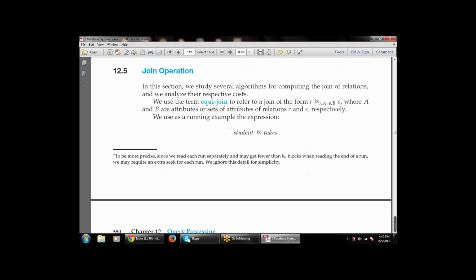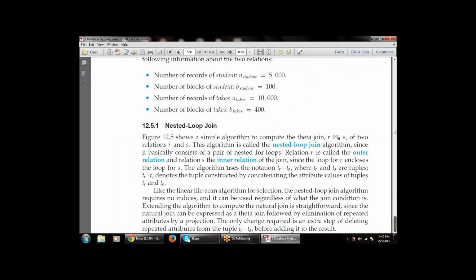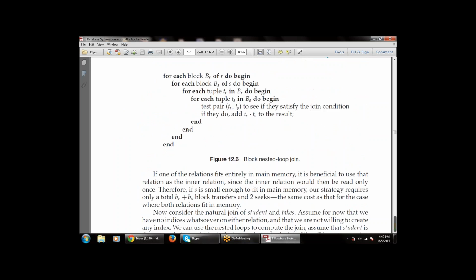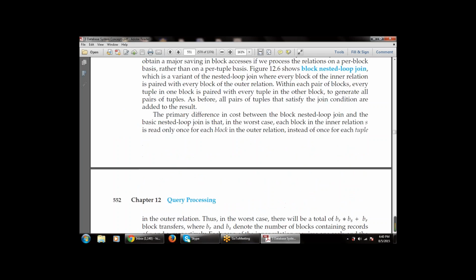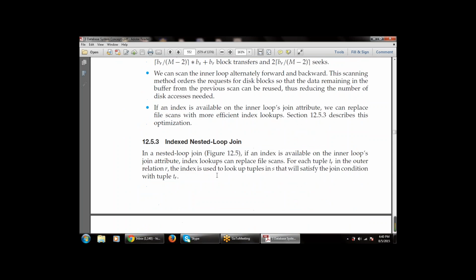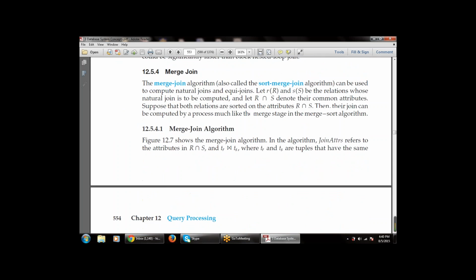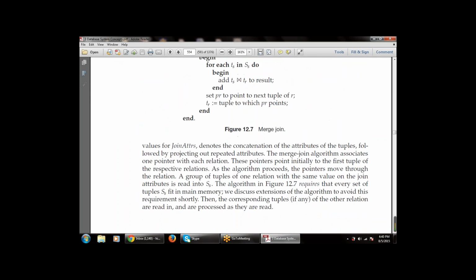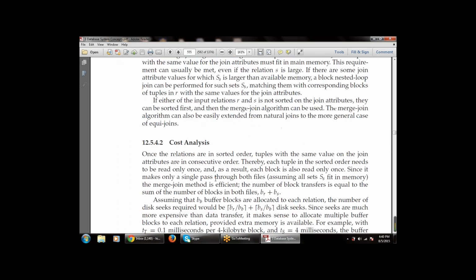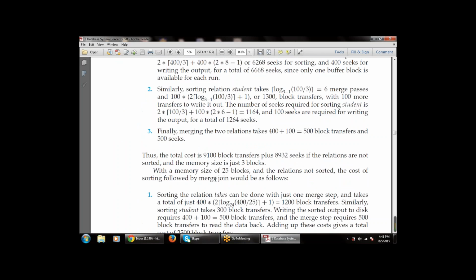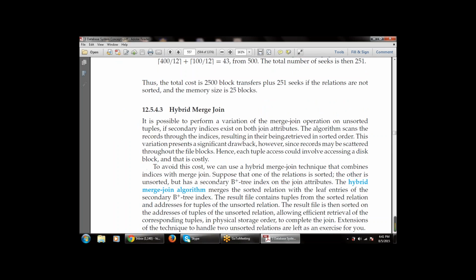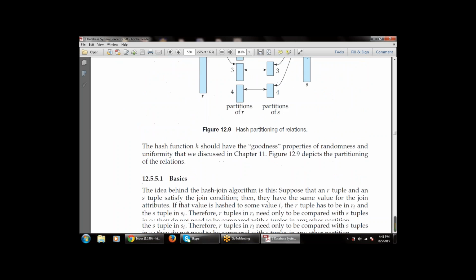This we have already discussed. Then there will be join operations, which are also discussed, that is how to join the operations. Nested loop join was also discussed in the last class. Then the block nested loop join and indexed nested loop join were also discussed in the last class. Then there is merge join, which was also discussed. Then cost analysis is also discussed in the last class. Then hybrid join is also discussed in the last class.